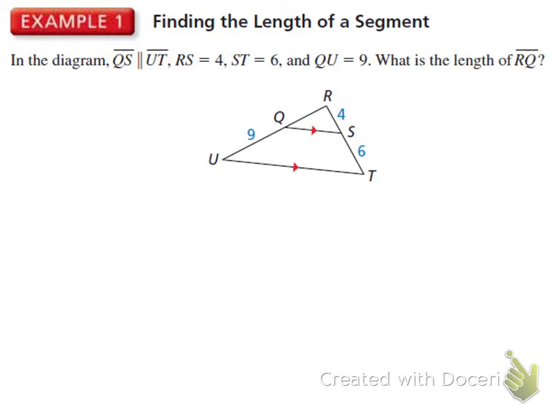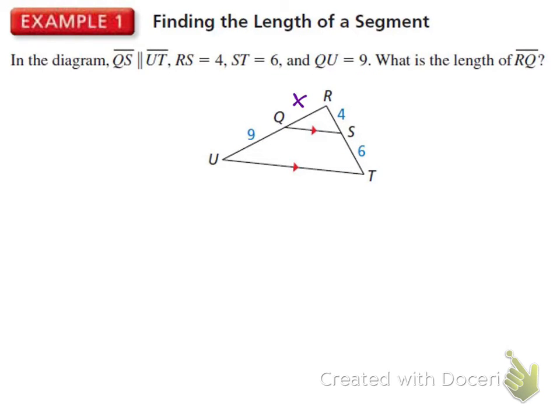In the diagram, QS is parallel to UT. How did I already know that they were parallel without them telling me they were parallel? Little triangles. And then the length of RS is 4. The length of ST is 6. And the length of QU is 9. What is the length of RQ?